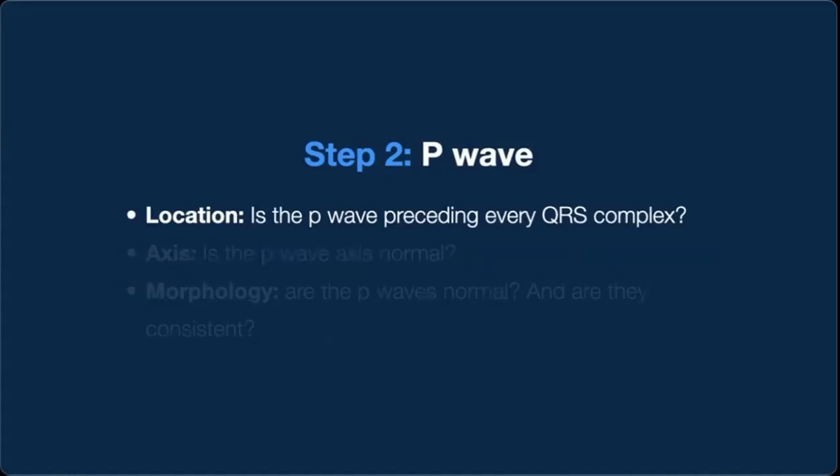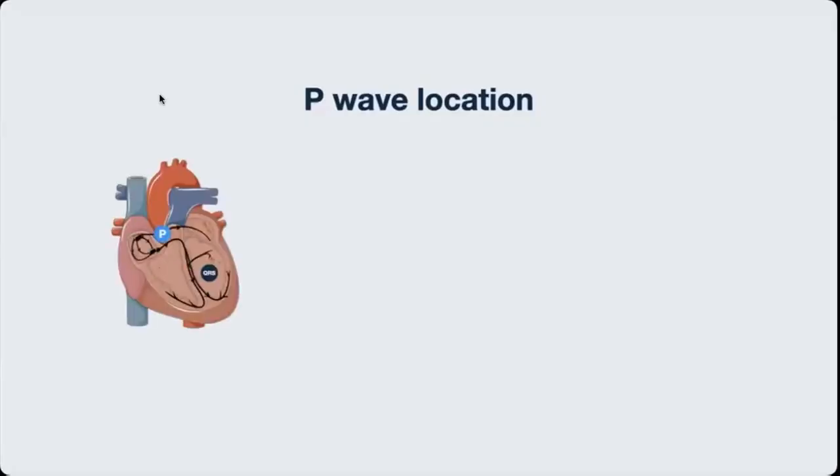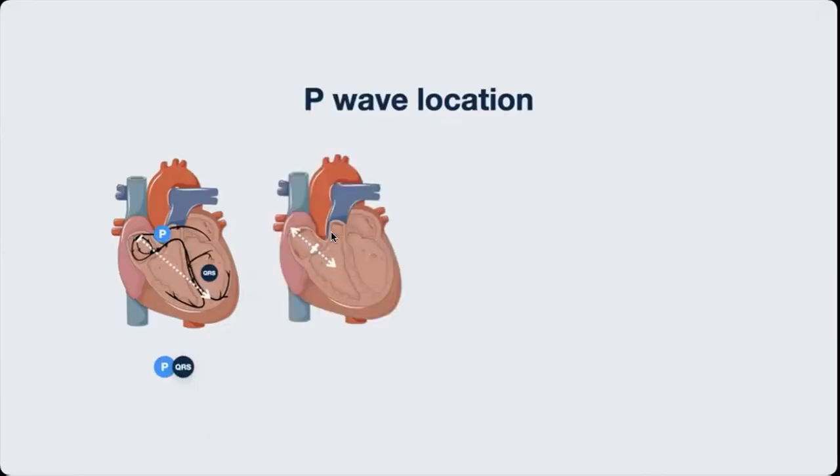Okay, so let's start with location. In a normal sinus rhythm, you would expect the P wave to precede the QRS complex because the atria depolarize first. Via the AV node, there's a small pause, and then the electrical impulse is sent off to the ventricles. So the P precedes the QRS. That's what we would expect in a normal heart, in a normal sinus rhythm.